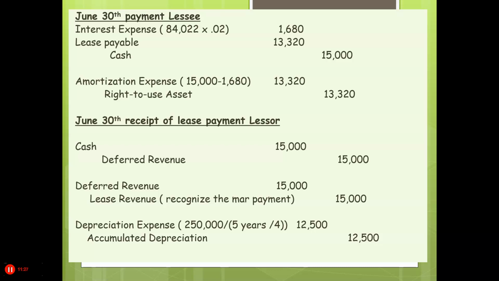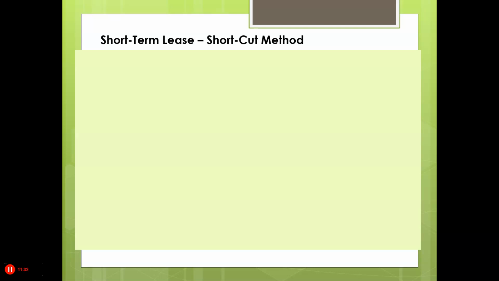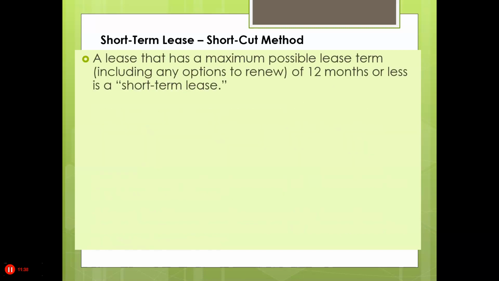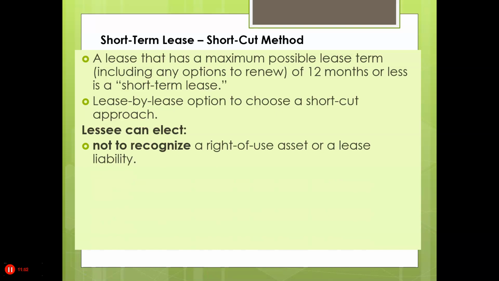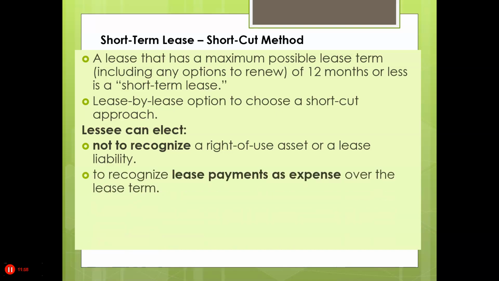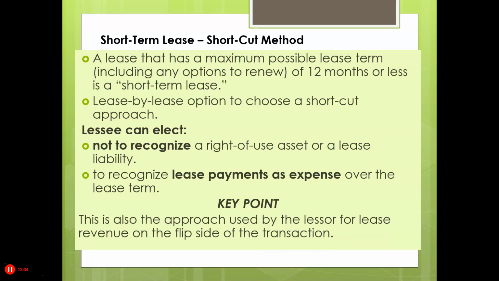Next, what we're going to look at is what happens if it's a year or less. These are called the short-term or shortcut method. A lease that has a maximum possible lease term, including any options to renew, of 12 months or less is called a short-term lease. Lessees have the option to choose a shortcut approach. The lessee can elect not to recognize a right-of-use asset or a lease liability, which is more than likely what they do, and to recognize lease payments as an expense over the lease period. This is also the approach used by the lessor for lease revenue on the flip side of the transaction.